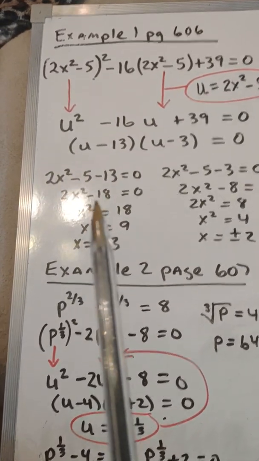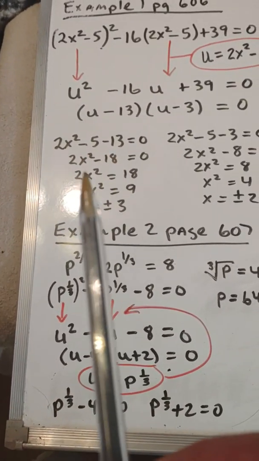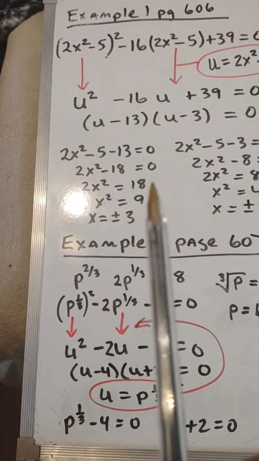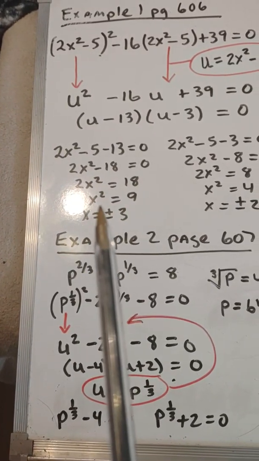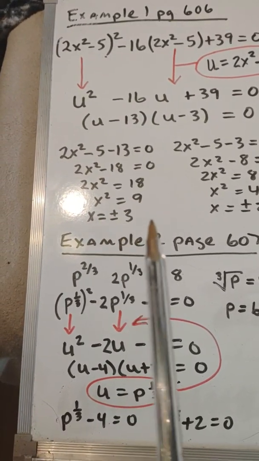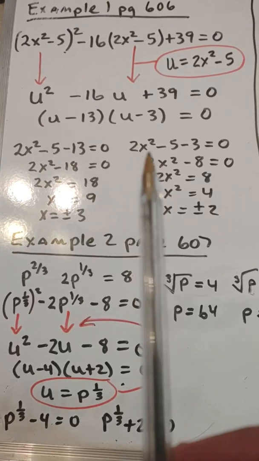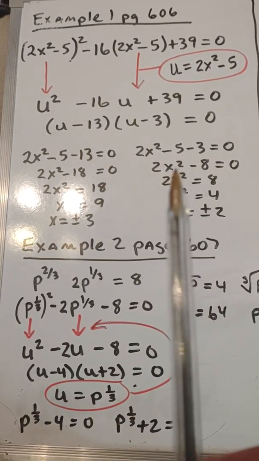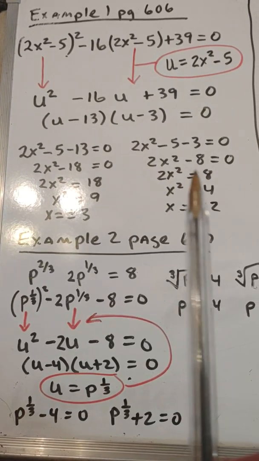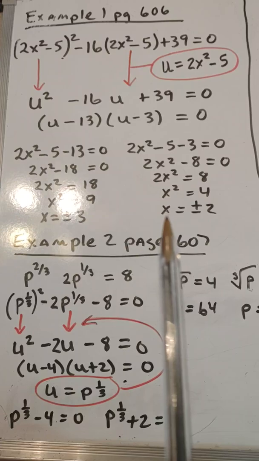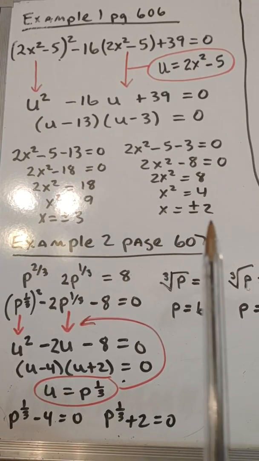Now we just solve. Minus 5 minus 13 gives us 2x² − 18. Add the 18 over, divide by 2, we get x² = 9. Take the square root of both sides, we get x = ±3. Here we get 2x² − 5 − 3 = 0. Combine like terms, we get 2x² − 8. Add the 8 over, divide by 2, we get x² = 4. Take the square root, x = ±2.